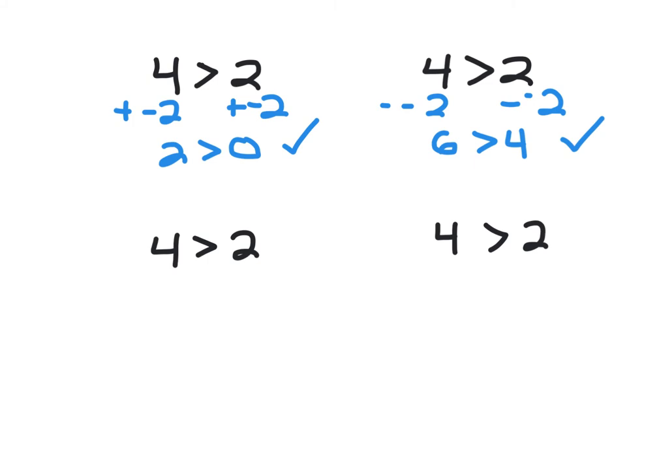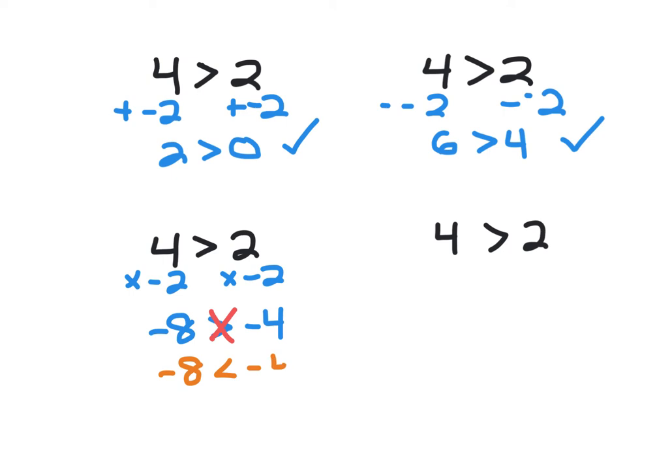Now let's multiply both sides by a -2. That gives me -8 is greater than -4. Now some people might not realize this, but when you look at that, is -8 greater than -4? And it's not. So in order to make that a true statement, we have to flip that sign. -8 is actually less than -4. And now it maintains a true statement by us flipping that sign.